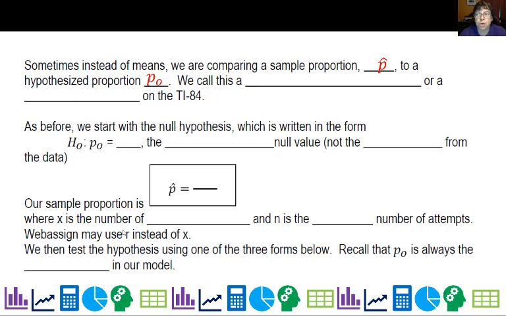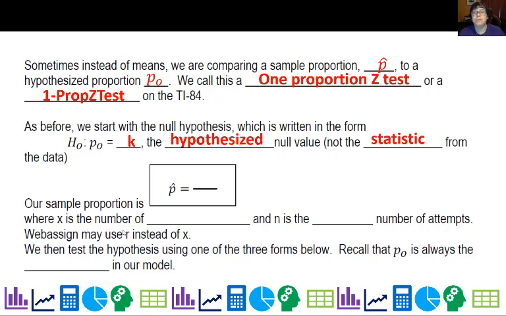Anyway, so sometimes instead of means, we are comparing a sample proportion, p hat, to a hypothesized proportion, which we'll call p naught. We call this a one proportion z-test, or a one prop z-test if you're using the TI-84. Now, as before, we start with the null hypothesis, which is written in the form that p naught is some value k, the hypothesized null value. It is not the statistic from your sample.